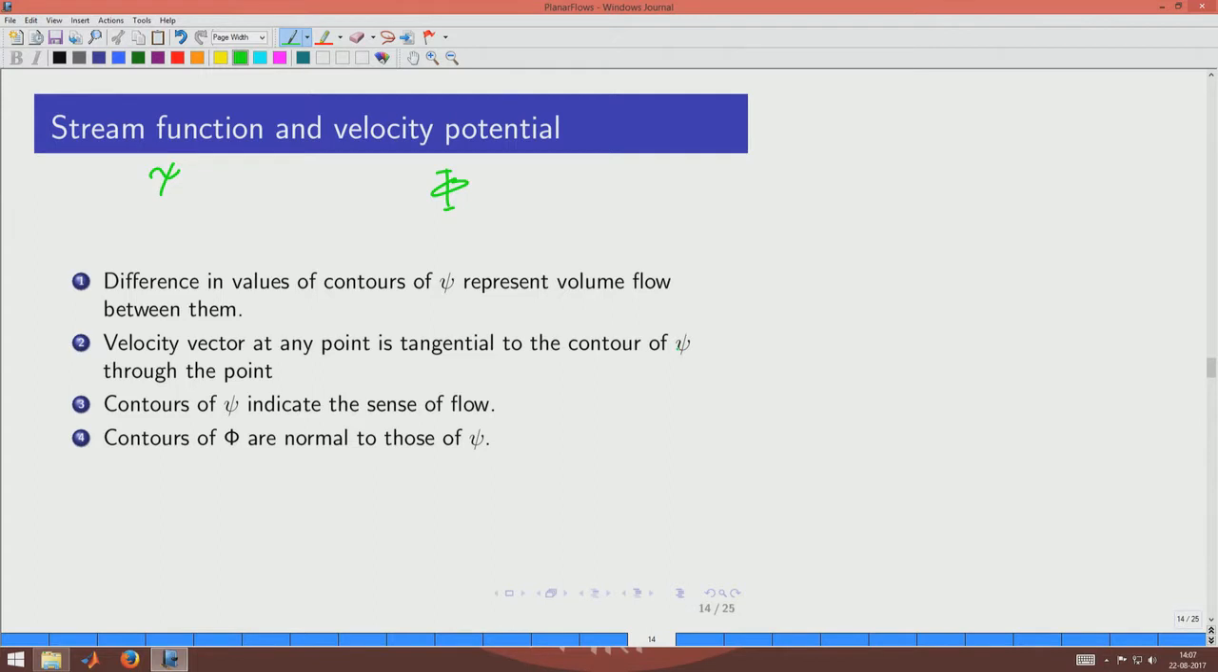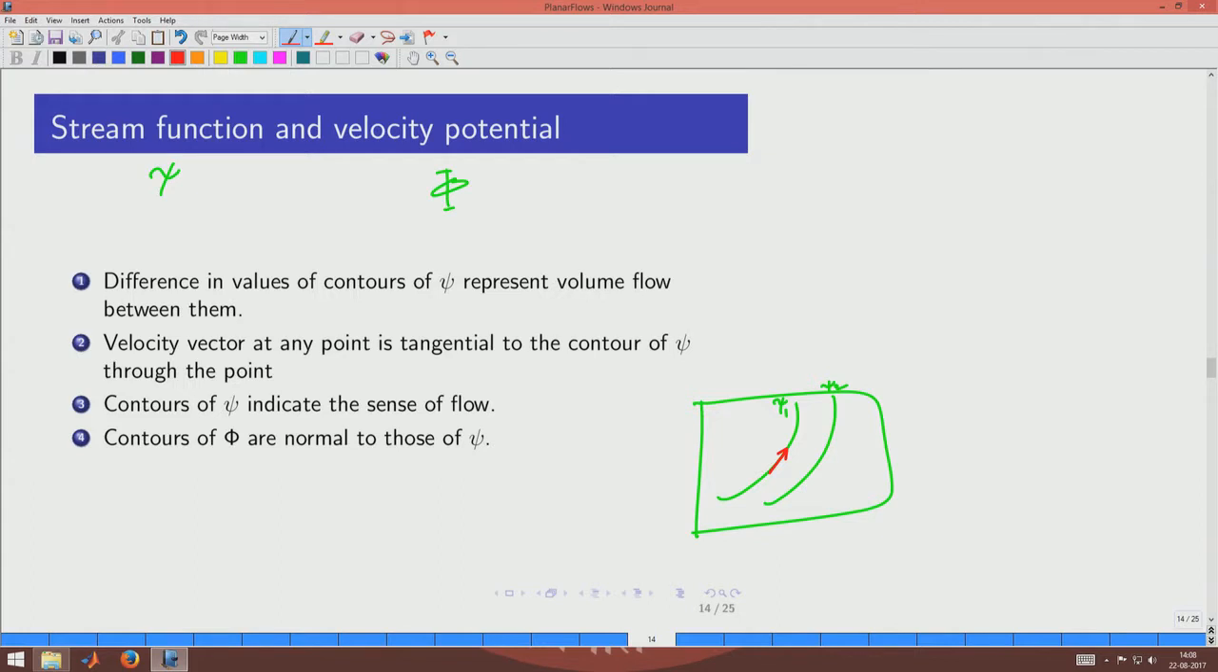So, which means that if we draw contours of psi in any domain, for example, if it were to look like that, so psi 1 and psi 2. Now, what it implies is that when we take a tangential vector, this vector is actually also going to give us the velocity components at that particular location. So, that is how the sense of flow is captured by the contours of psi. That is one utility of the stream function.